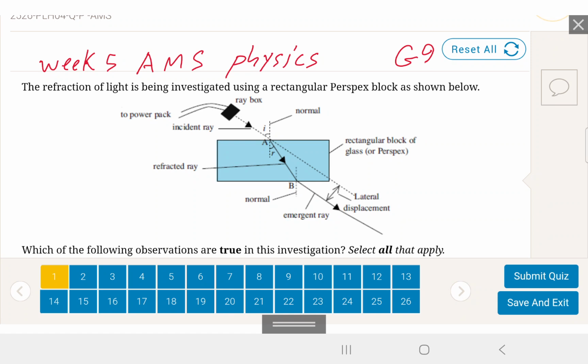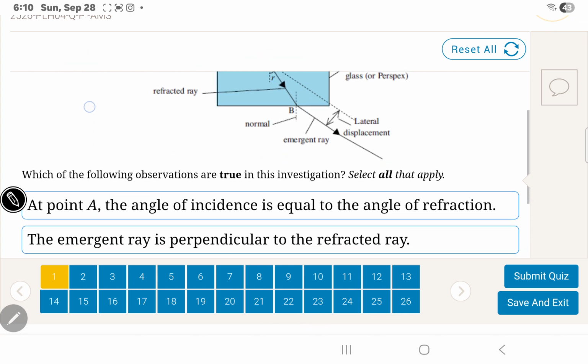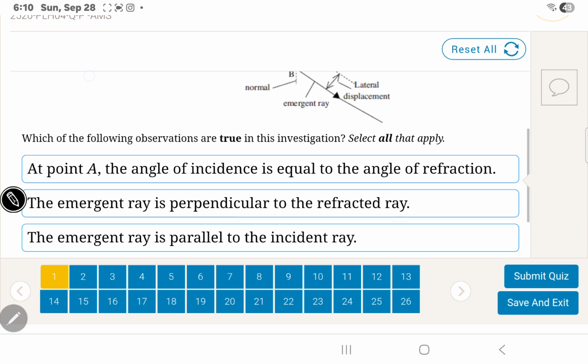Let's start directly. The refraction of light is being investigated using a rectangular perspex block as shown below. Which of the following observations are true in this investigation? Select all that apply. Clearly you have here an incident ray, and this is angle of incidence I, and this is angle of refraction R.